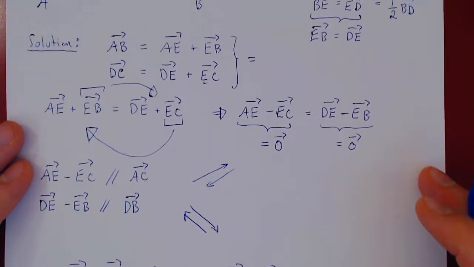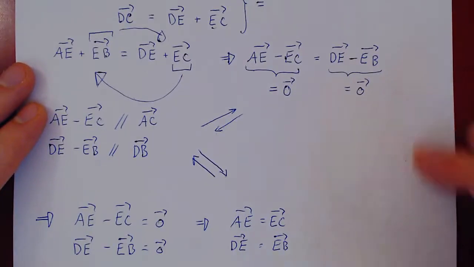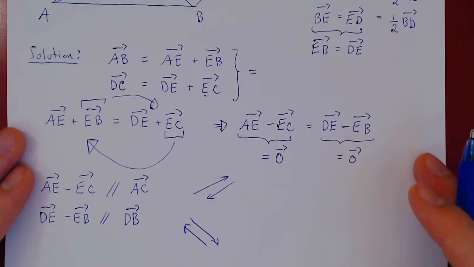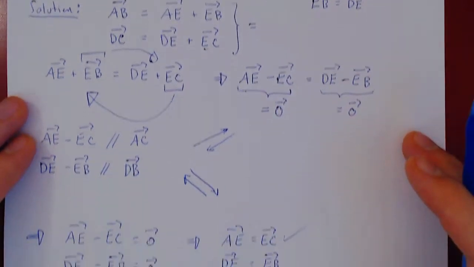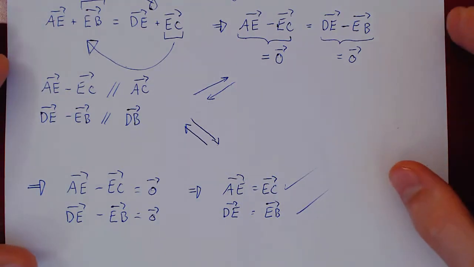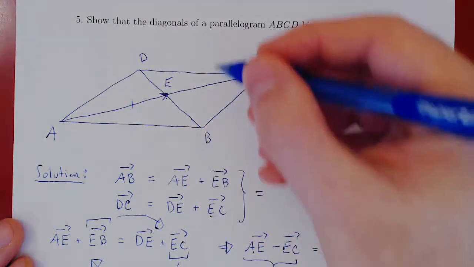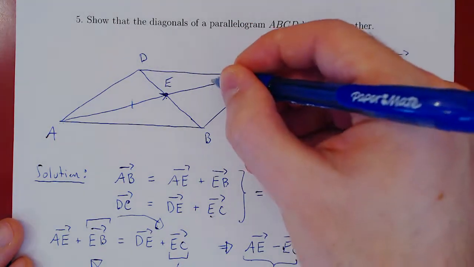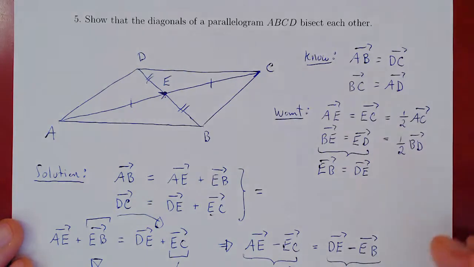And what did we want to show? That vector AE was equal to vector EC. Check. And that vector EB was equal to vector DE. Well, vector EB equals vector DE. And now we're done. So indeed, if you have a parallelogram, the diagonals must be bisecting each other. So this line segment AE equals the line segment in terms of length, EC, and the length of BE is the same as the length of DE.